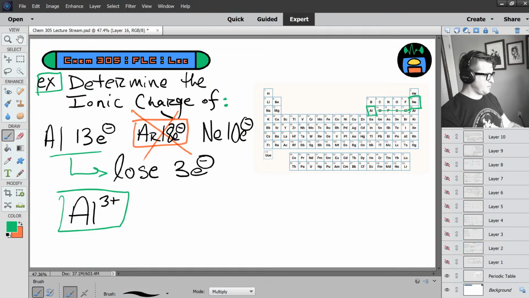All right, let's see where we are. Okay, I think I'm looking at the next topic. We're about to get into naming ionic compounds, but I'm looking at our time, and I think I'm going to save these for tomorrow.